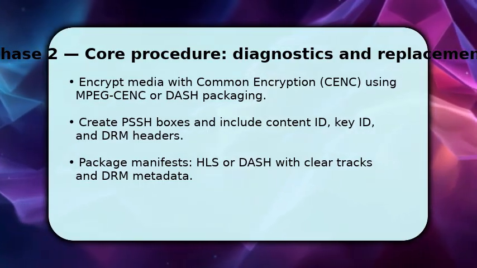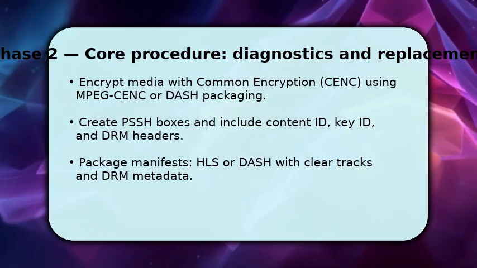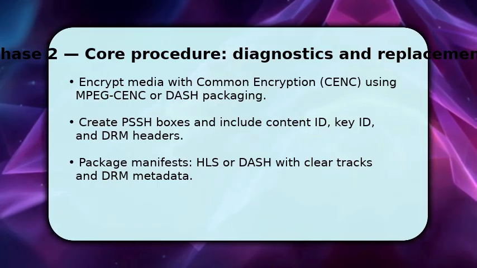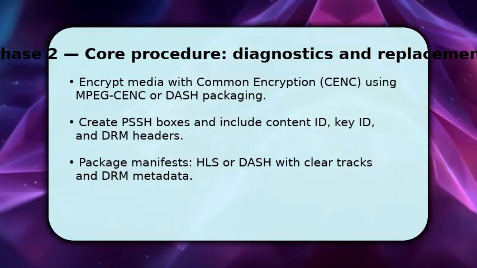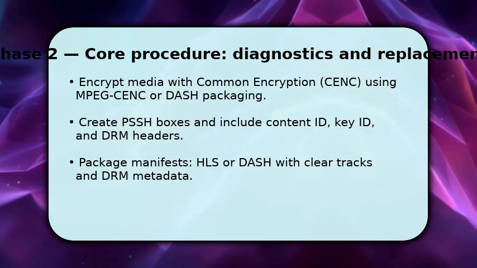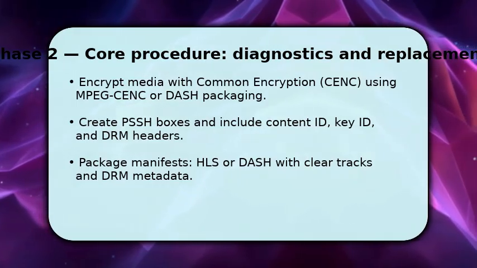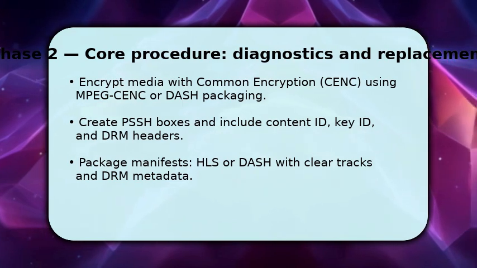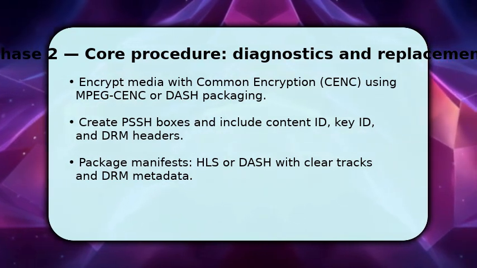Use packagers like Shaka Packager or Bento4 to produce DASH and HLS manifests. Make sure DRM metadata is embedded. As you package, validate timestamps, bitrate ladders, and sample encryption flags. Once packaging passes, upload to origin storage and prepare license server integration tests.